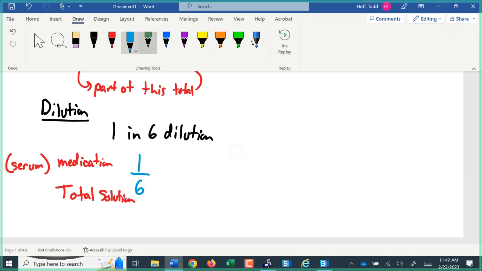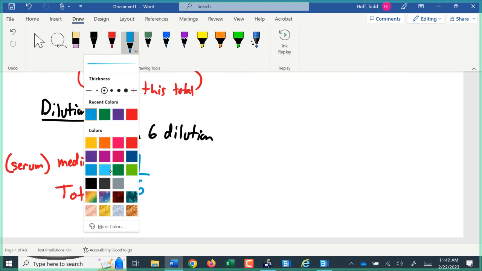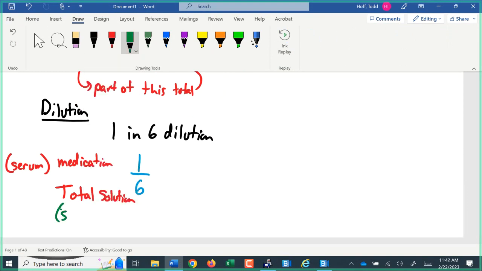So that includes the medication, the serum, and some sort of a solvent. And usually it is some sort of sterile water. And remember we said NS stands for neutral solution or normal saline, or basically sterile water of some sort that is mixed with it. So that one part of medication that's the first number is included also as part of that second number.